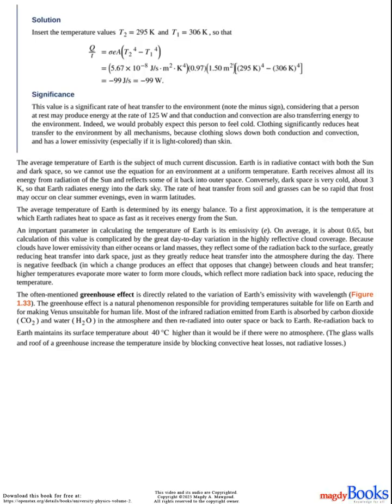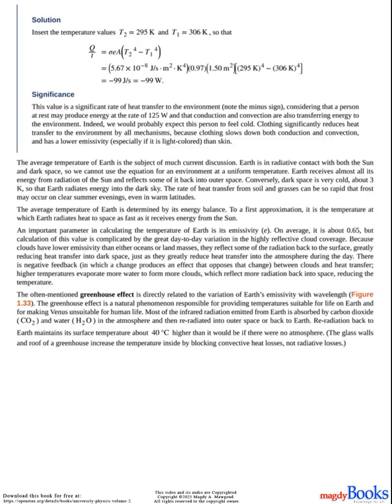The average temperature of Earth is the subject of much current discussion. Earth is in radiative contact with both the sun and dark space, so we cannot use the equation for an environment at a uniform temperature. Earth receives almost all its energy from radiation of the sun and reflects some of it back into outer space. Conversely, dark space is very cold, about 3 K, so that Earth radiates energy into the dark sky. The rate of heat transfer from soil and grasses can be so rapid that frost may occur on clear summer evenings, even in warm latitudes.